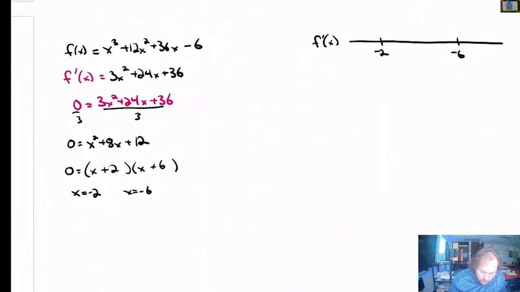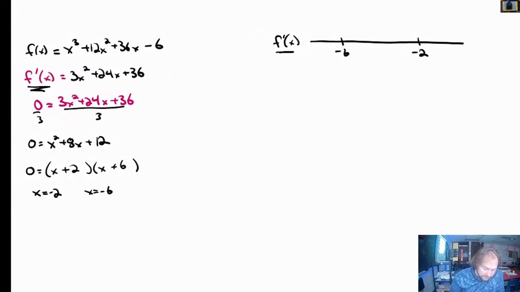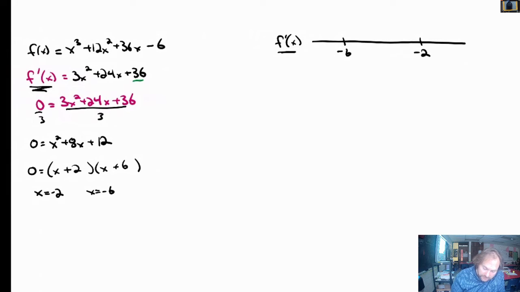And all you have to do really is check a number in between those to see if it's going to be positive or negative on those ranges. You're going to check that in f prime of x. A good one to start with is 0. If I plug in 0, I'll get 36 out of this. That's going to be a very positive 36.